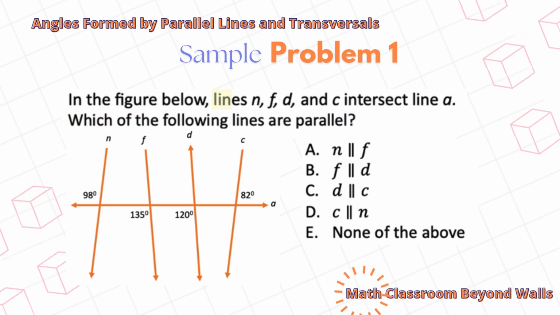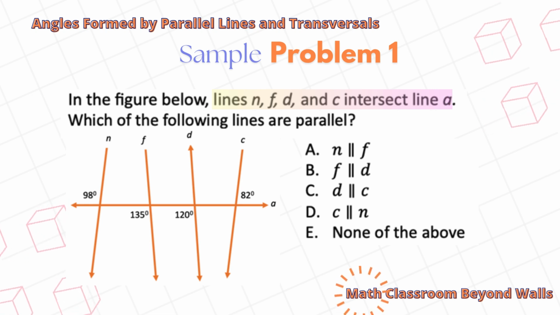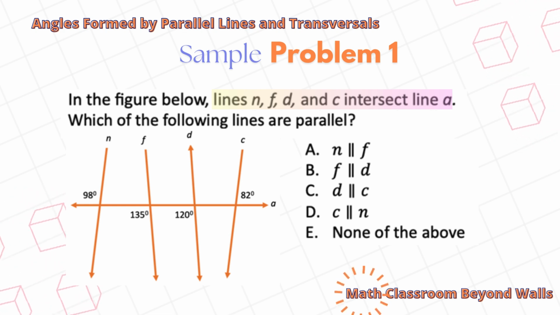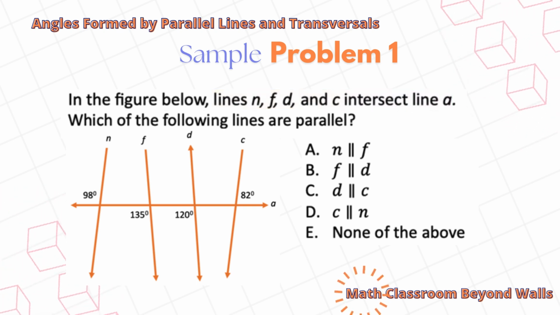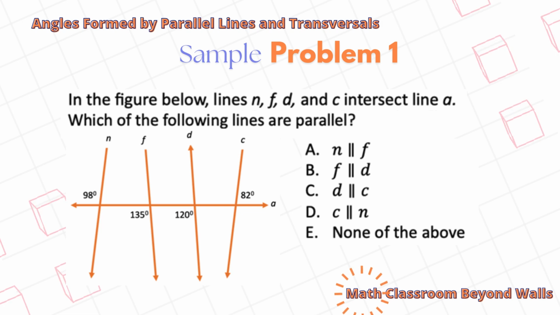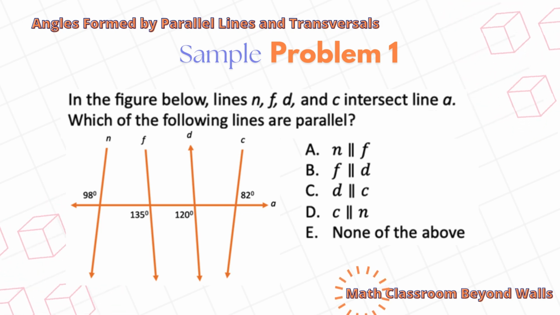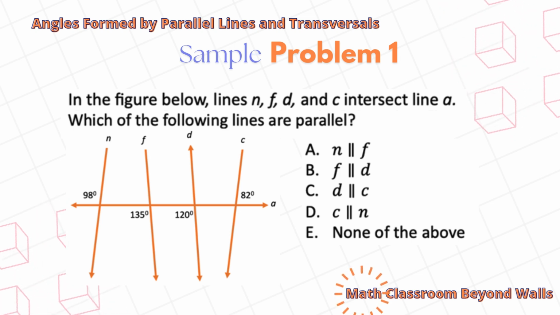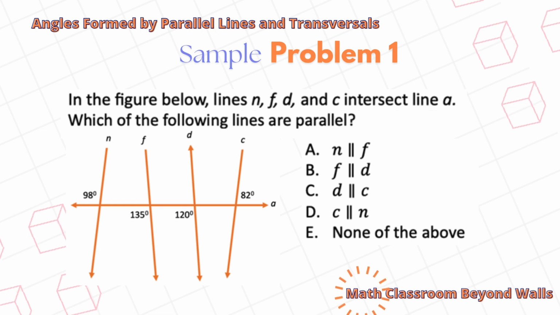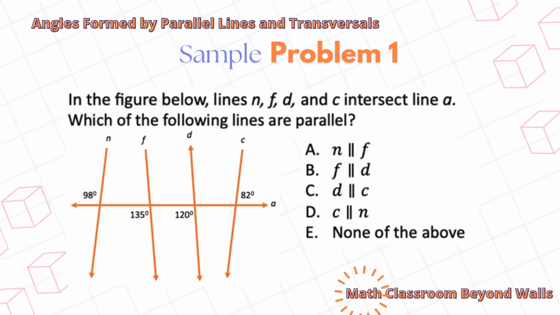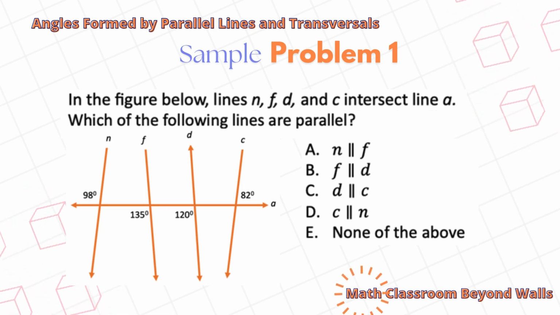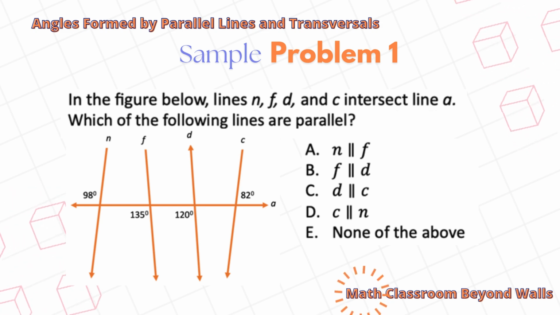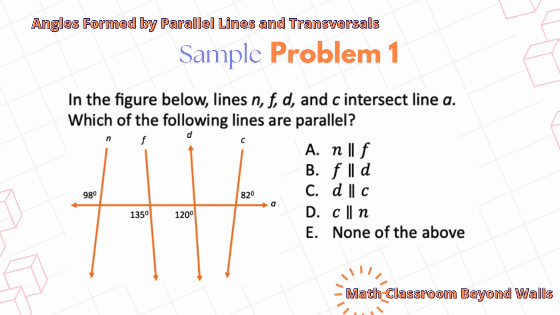What are we given here? We're given a figure with lines N, F, D, and line C intersecting line A and some angle measures at the point of their intersections. To determine which lines are parallel, we have to recall the different angle pairs formed by parallel lines and a transversal and their relationships. Because we are to determine which lines are parallel to which, then we have to consider the converse of the different statements about parallel lines and a transversal. Okay, so we will look at each option and investigate if the corresponding angles formed are congruent as the lines intersect line A.